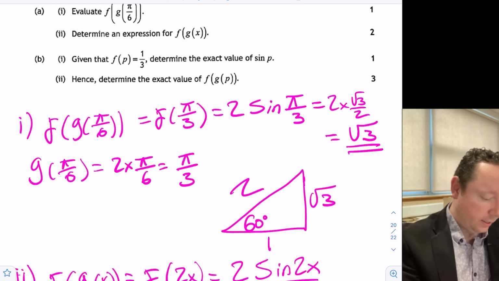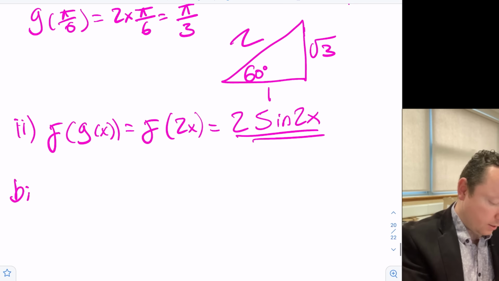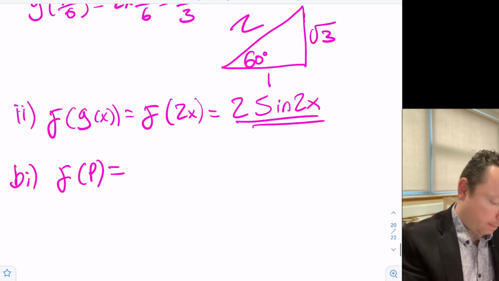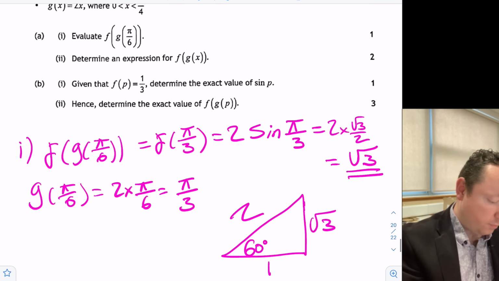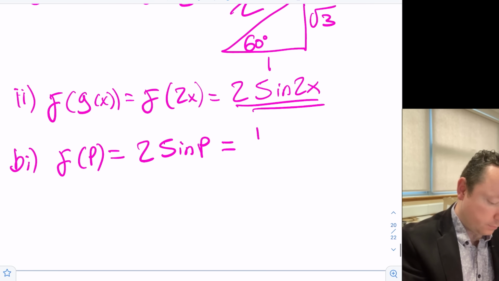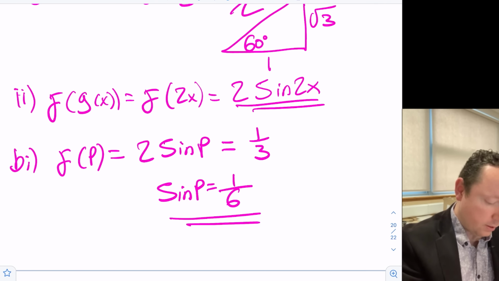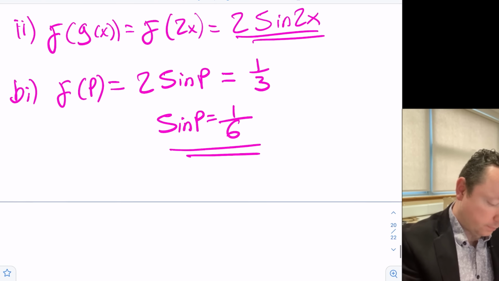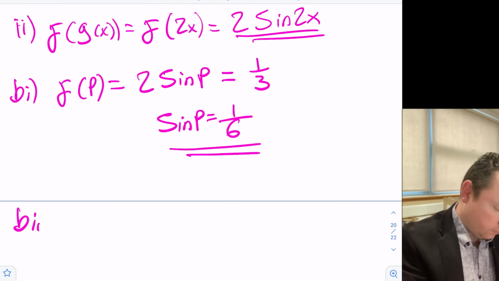So f(p), part B1, f(p) is just going to substitute p in, 2 sin p. But we're told in the question that f(p) equals 1/3, and therefore sin p is equal to 1/3 divided by 2, which is 1/6. Part 2, hence determine the exact value of f(g(p)).